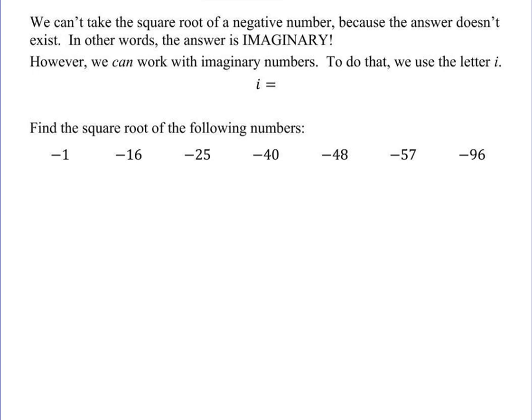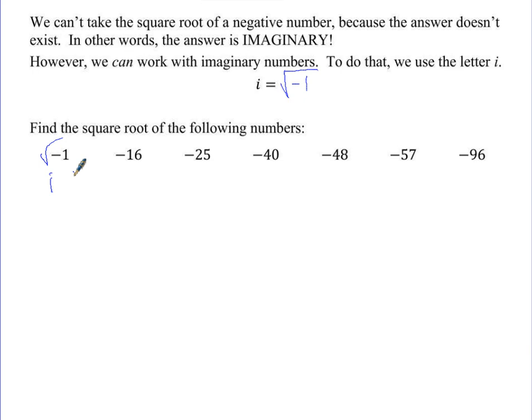To do that, we use the letter i. What we're going to do is define i equals the square root of negative 1. It's going to act like a variable in some ways, but it's not a variable. i is a number. i is the square root of negative 1. It's an imaginary number. It's our most basic imaginary number. So now I can find the square root of all of these negative numbers, because i is equal to the square root of negative 1. So if I find the square root of negative 1, what do I get? It's i.